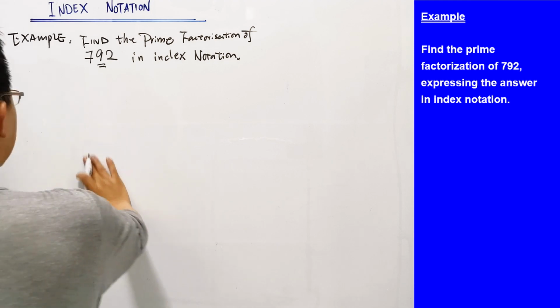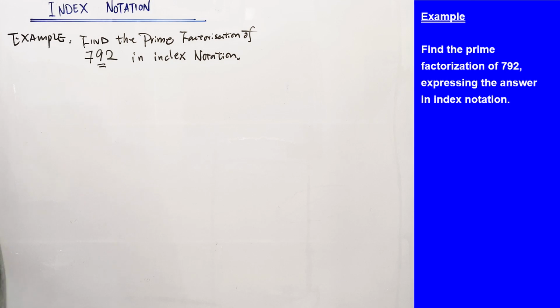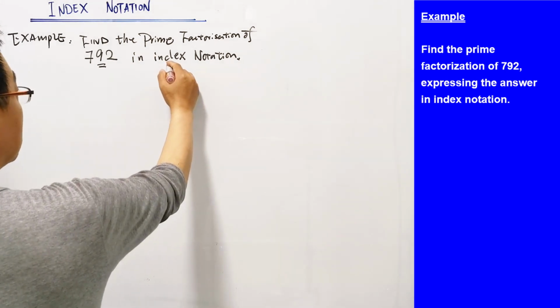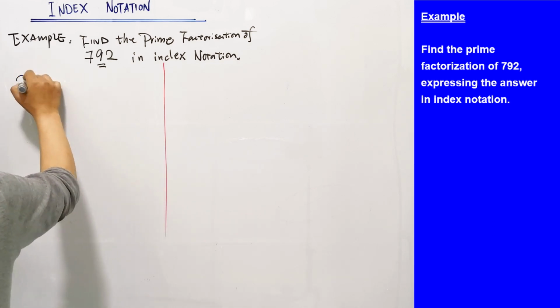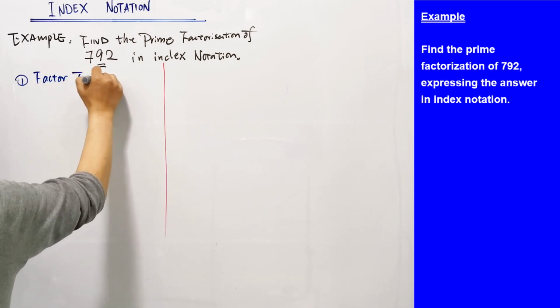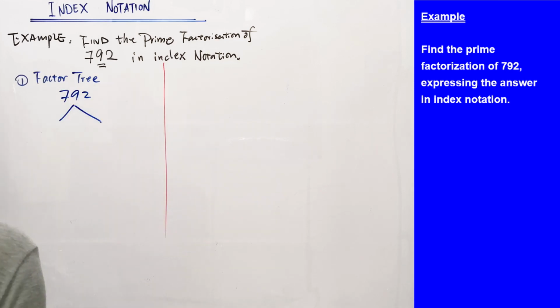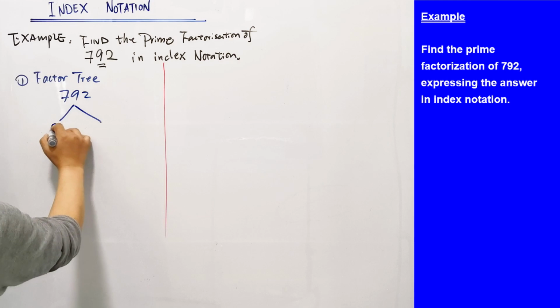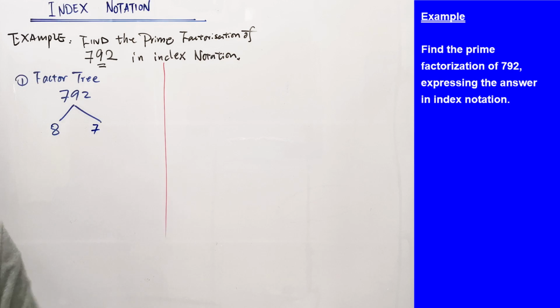Basically we can use the factor tree. We have two methods, right? Let's talk about the first one. The first one is the factor tree. So 792, we can divide by a number. So A is how much? It's 9, right? The first one is 9.